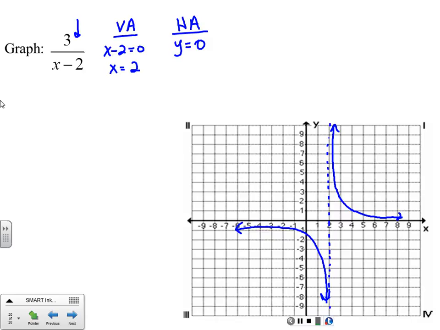So you have 2 parabolas. One's in your new quadrant 1, and one's in quadrant 3. Again, your new quadrant 3.